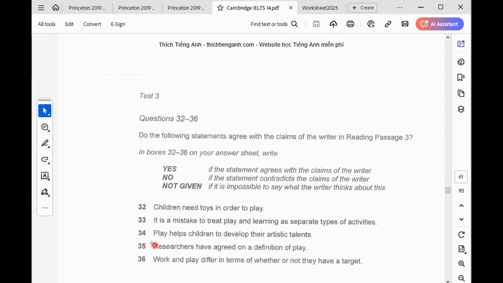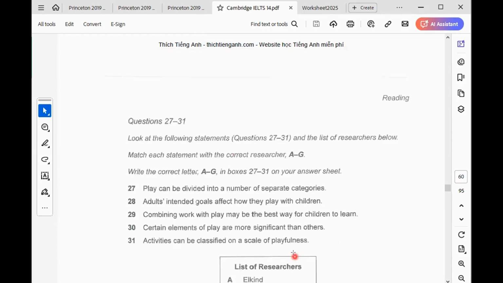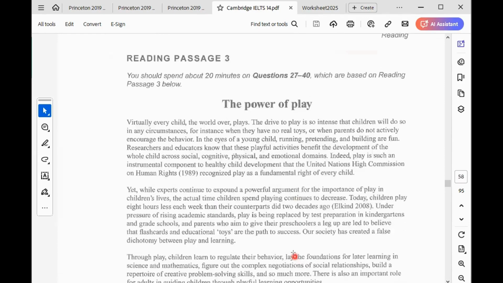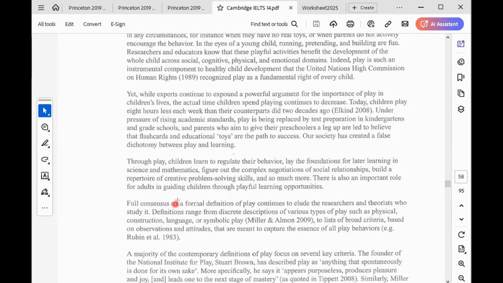Who can answer number 35 for me? Type your answer in the chat box. Let me see whether you are with me. Is number 35 yes? Have they agreed? Researchers have agreed on the definition of play. But this passage here is telling us that full consensus on the formal definition of play continues to elude the researchers. What is your answer to that question? The answer is no. Thank you. No, they have not agreed. That statement is a contradiction. The answer is no. Okay?